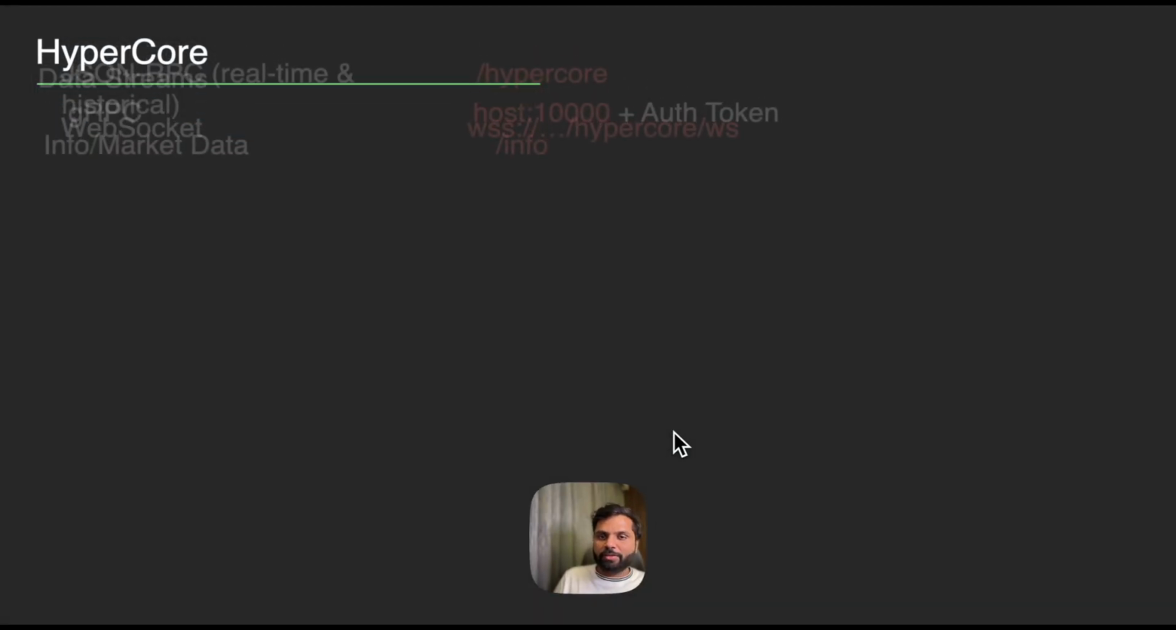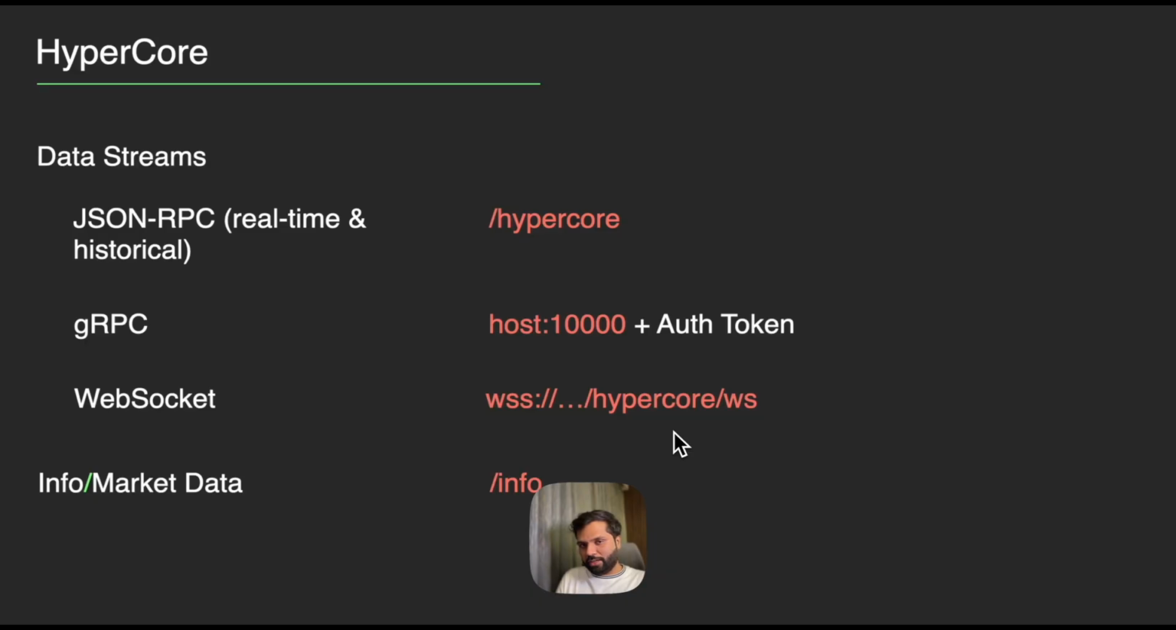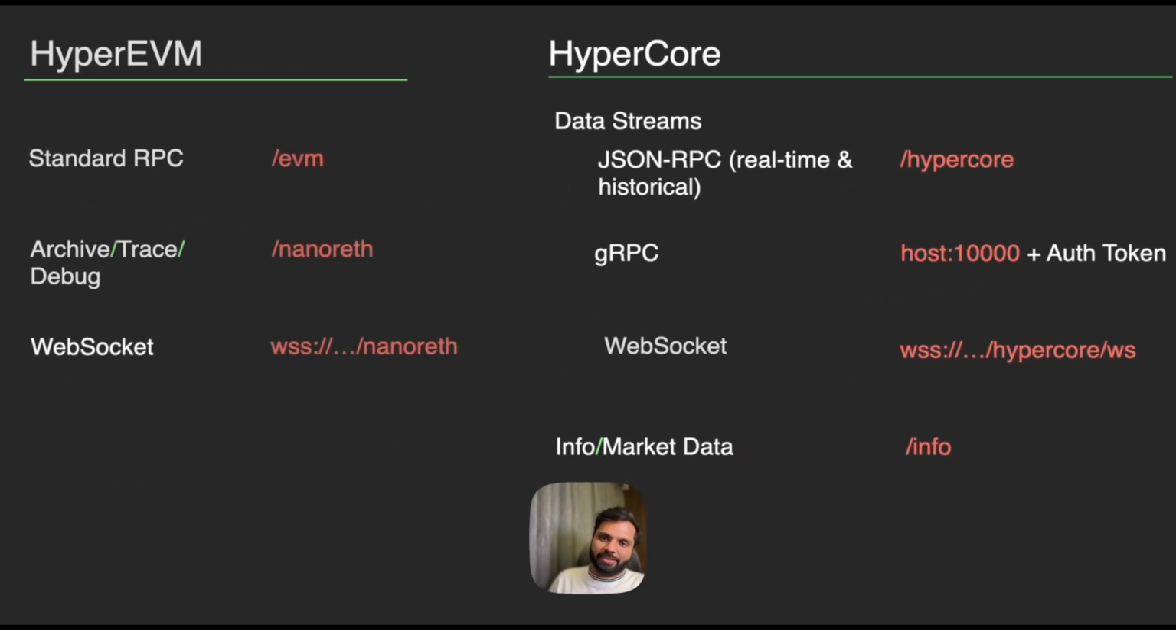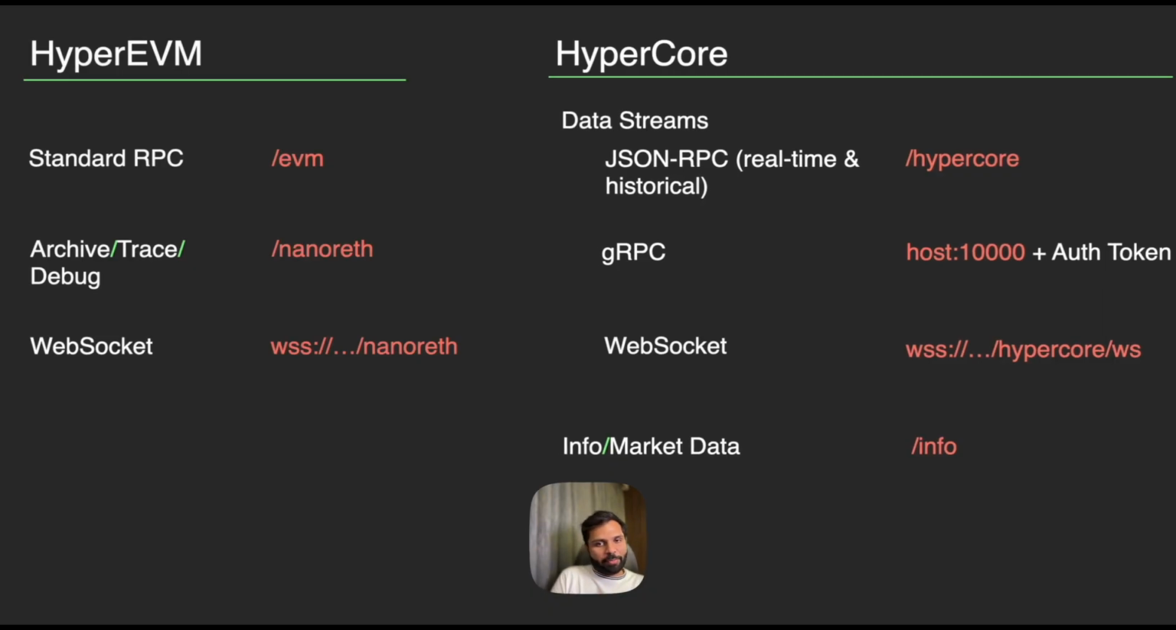To summarize the HyperCore part, use the /hypercore slug to access data streams via JSON RPC for real-time as well as historical access. For WebSockets, use /hypercore/ws slug. And for gRPC, use the host endpoint along with 10000 port number plus the authentication token. You'll get all of these in the dashboard. And for market and user data, use the /info endpoint. And that's the complete Hyperliquid data stack on QuickNode. Full access to Hyper EVM as well as HyperCore with just one endpoint where you just have to change the ending slugs of the URLs.